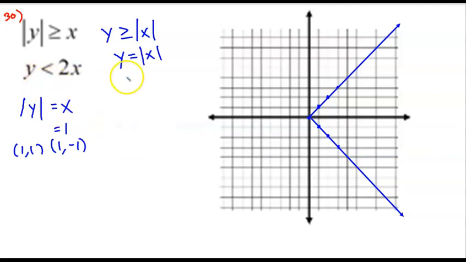Think about the boundary line y equals 2x. All right, y-intercept 0, slope of 2, up 2, right 1. And it's going to be a dashed or a dotted line. This one in red.